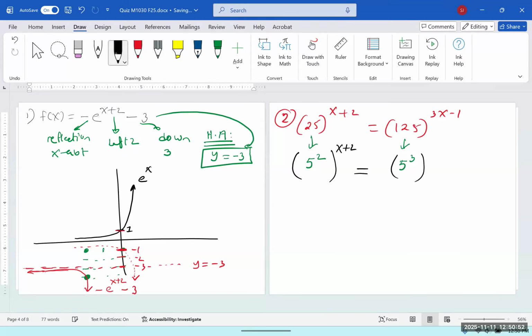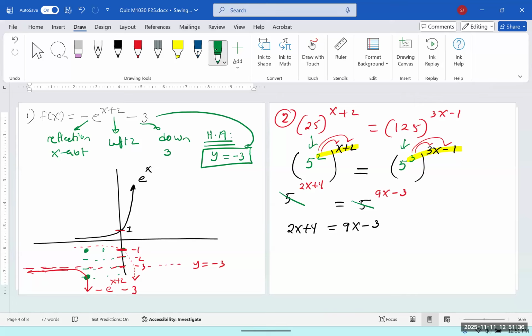X plus 2, 3x minus 1. And then what do you do when you have double powers? Before you equate them, what do you do? Distribute. So you get 2x plus 4. And here, if you distribute, we get 9x minus 3. And now we see both bases are the same on both sides of the equal sign. So we just cancel them. And we get 2x plus 4 equals 9x minus 3.